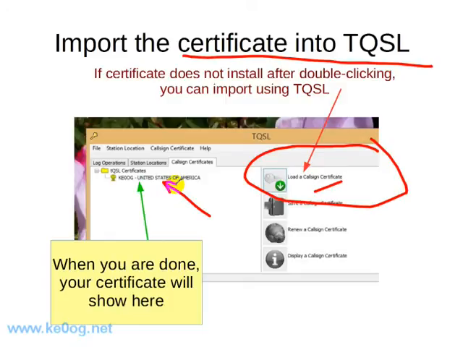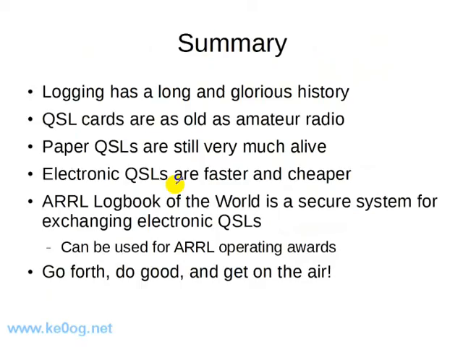Now, that was a number of steps, and I've tried to indicate where the pitfalls are. So in summary, logging has a long and glorious history. QSL cards are as old as amateur radio, been around for a century almost. Paper QSLs are still very much alive. Electronic QSLs are faster and cheaper. They can be done almost instantly. Some DX stations I've worked, by the time I get it uploaded, the confirmation is already there. The ARRL Logbook of the World is a secure way of exchanging electronic QSLs and can be used for ARRL operating awards. So, in summary, go forth, do good, and get on the air.